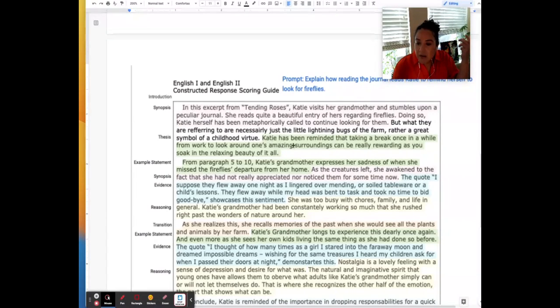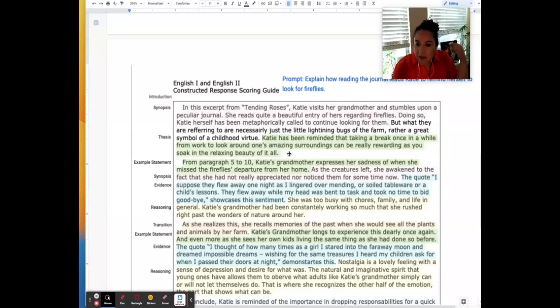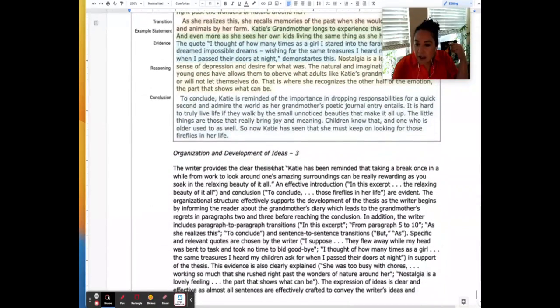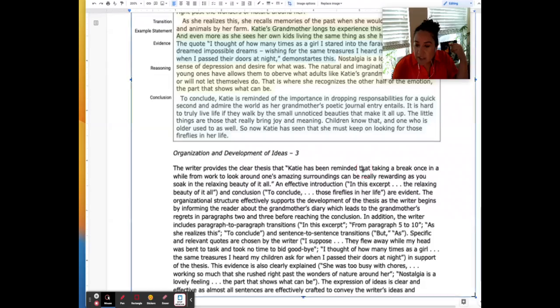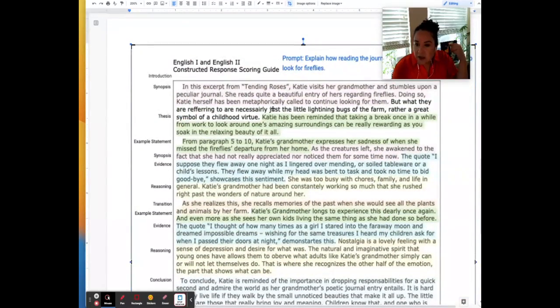So the writer closes out this paragraph with her controlling idea or thesis: Katie has been reminded that taking a break once in a while from work to look around one's amazing surroundings can be really rewarding as you soak in the relaxing beauty of it all. So this thesis was called out and named by TEA. You can read their annotations down here. Here it is. Katie has been reminded. And it also creates an end to this introductory paragraph.